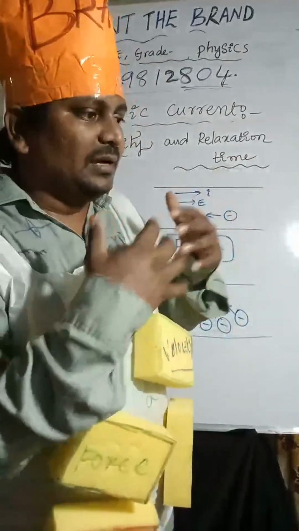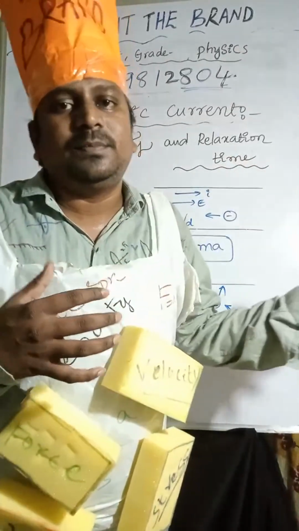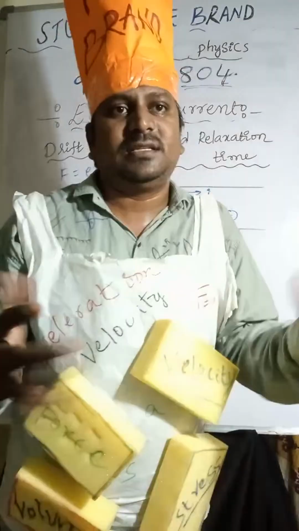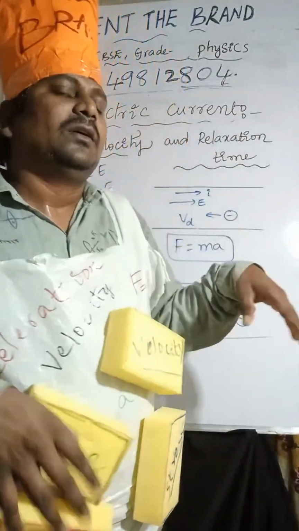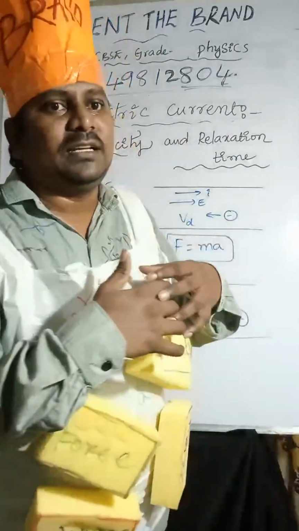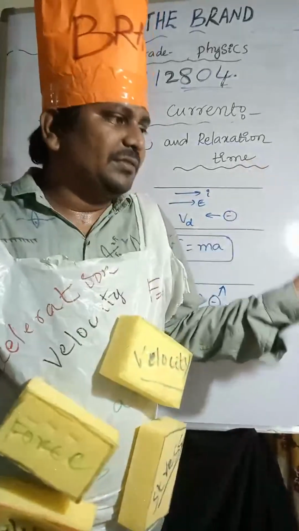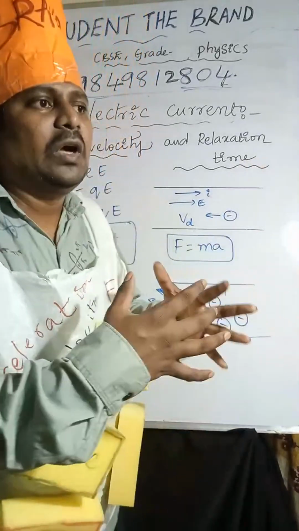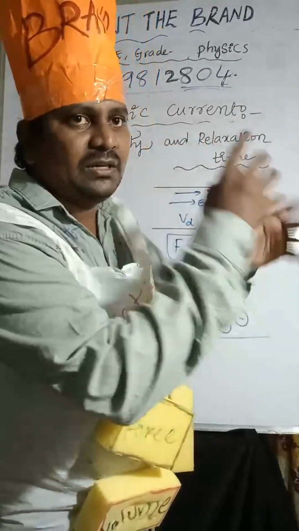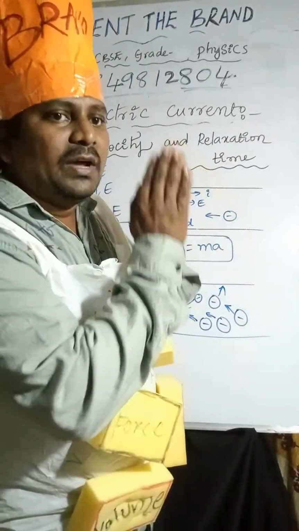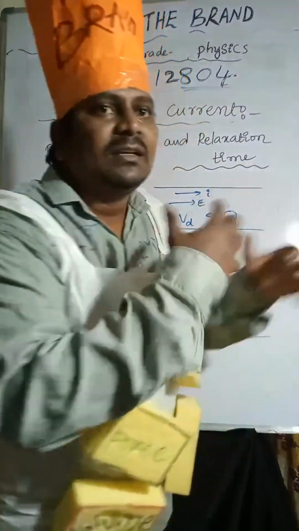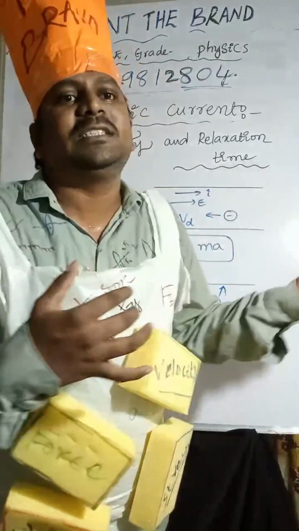Suppose, just as an example, one electron is moving with 20 meters per second, another electron with 30 meters per second, another with 40, like this. It could be centimeters or millimeters, anything we can take. Each is moving with a certain velocity. They are moving in one direction in a closed conductor, so one electron will hit another electron, that electron will hit another electron, and collisions keep taking place.